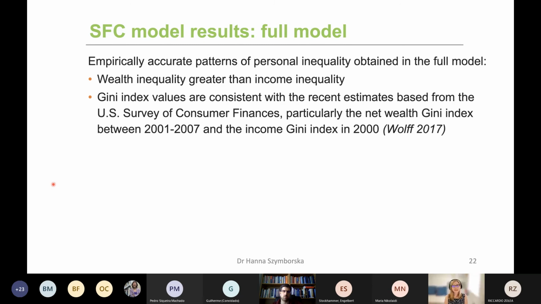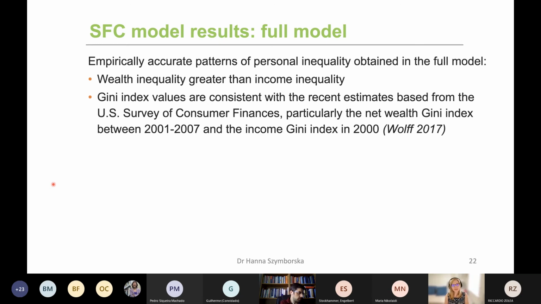So what this analysis does is that firstly, we find more empirically accurate patterns of personal inequality in the full model compared to the reduced scenarios. When I say empirically accurate, I am referring to the US Survey of Consumer Finances data. The first empirical regularity reproduced by this model is that we obtain Gini coefficients for wealth greater than Gini coefficients for income, which is the empirically observed scenario.